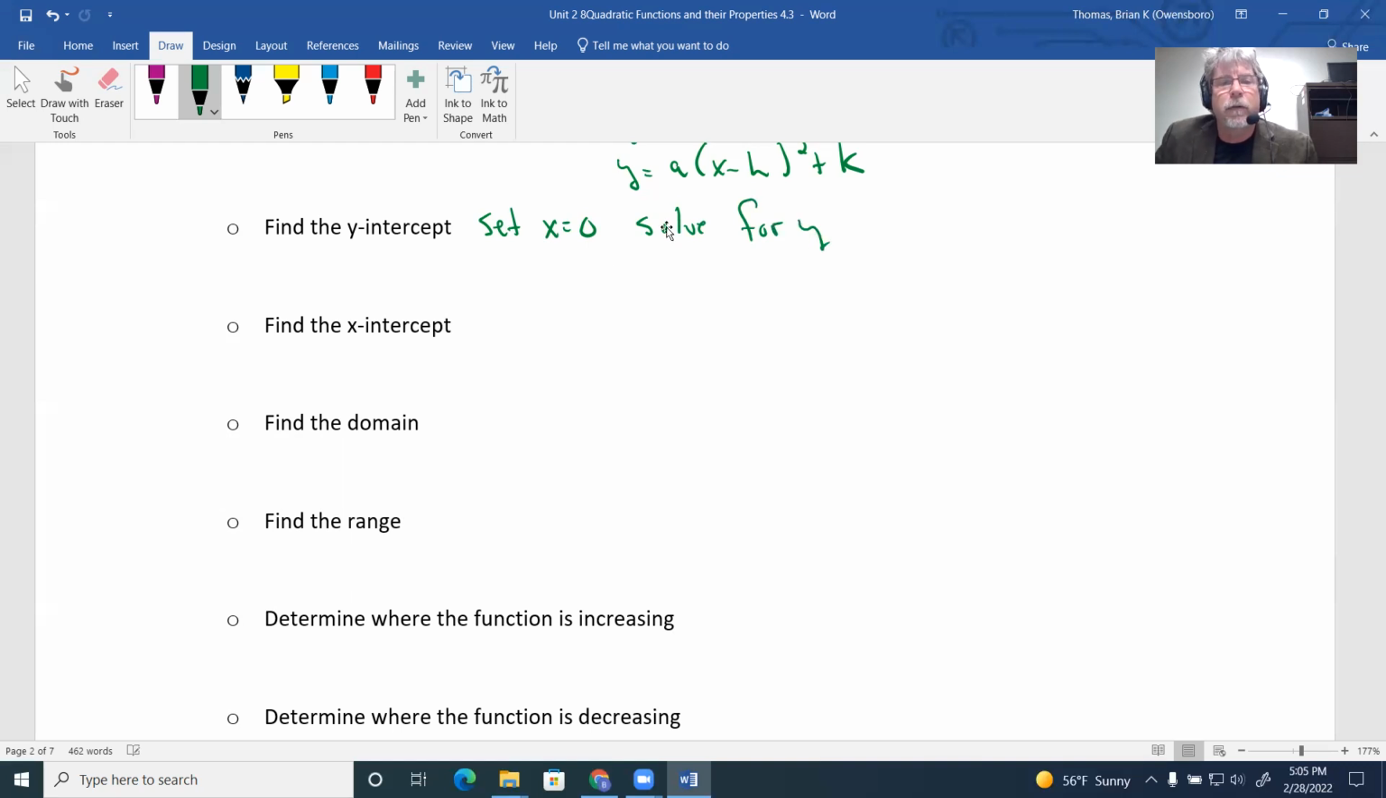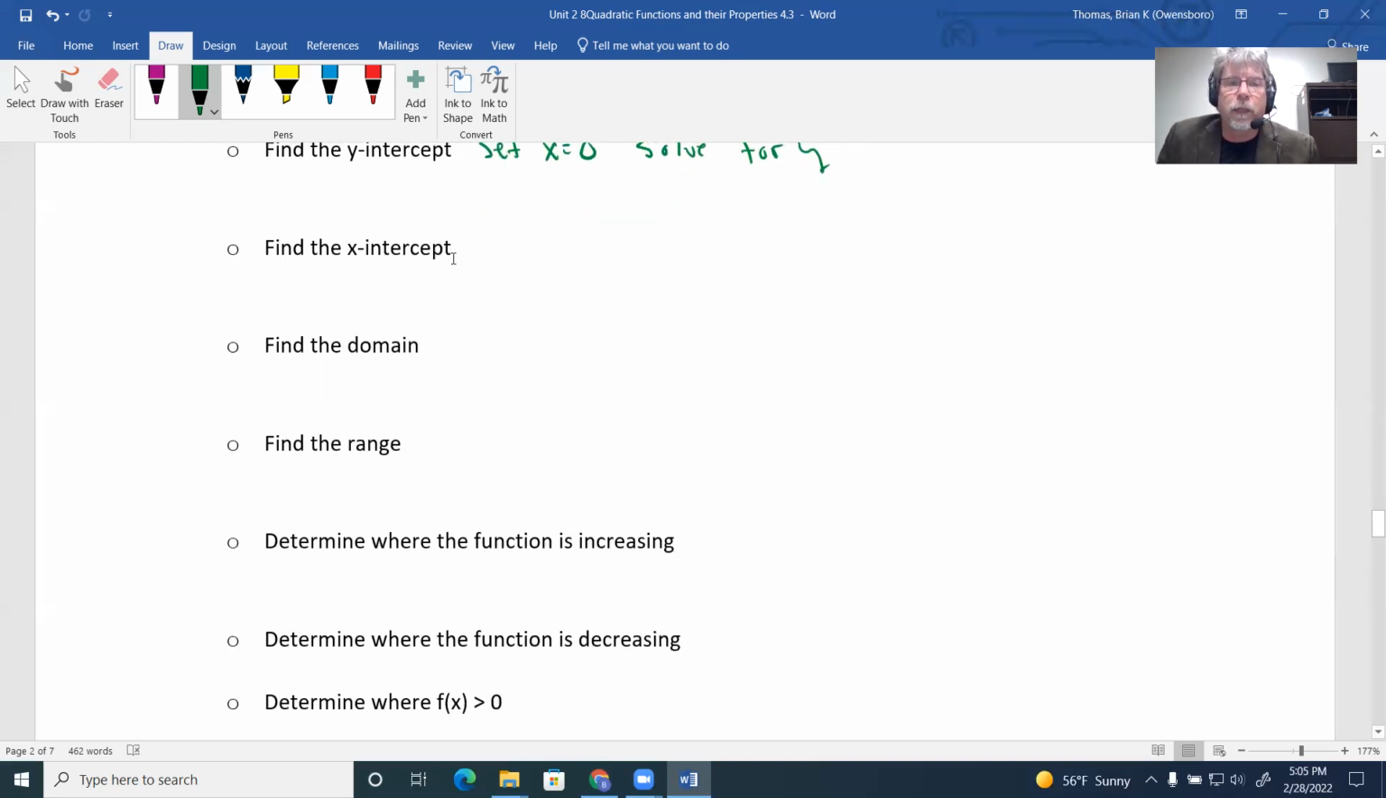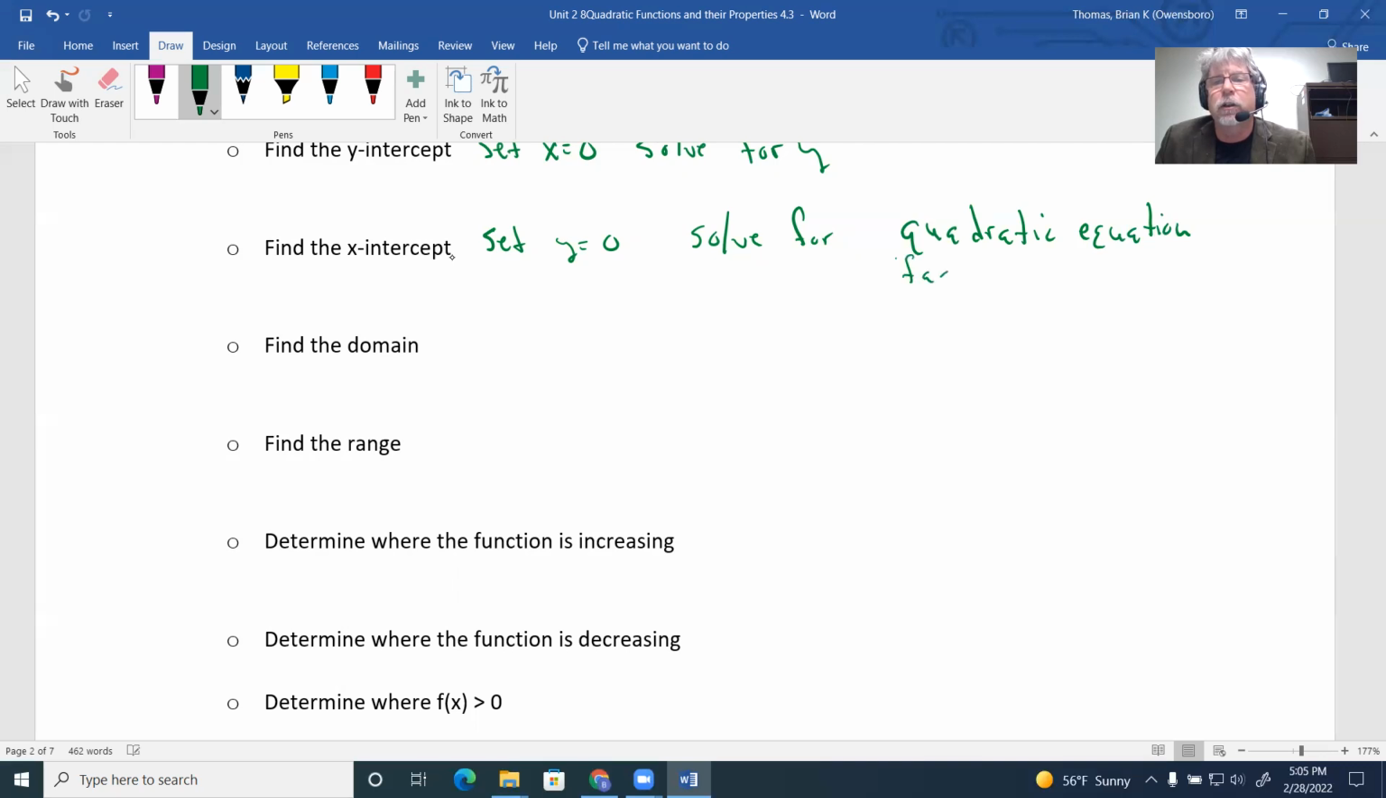So that's not so hard. For the x-intercepts, we have to set y equal to 0 and solve for x. But this may be a quadratic equation. For a quadratic equation, we can either use factoring or the quadratic formula.